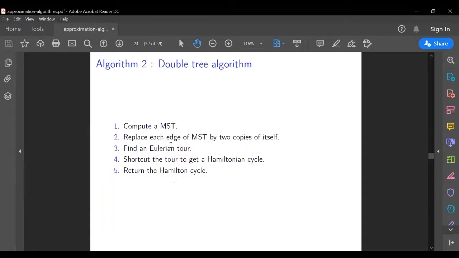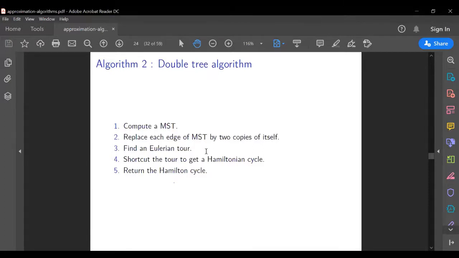Then replace each edge of the MST by 2 copies of itself. So you will find a minimal cost spanning tree, and in that you will add one more edge to each, because of going in and coming back. Then find an Eulerian tour. What is an Eulerian tour? An Eulerian tour is nothing but traveling through each and every edge in the graph. You have to come back to the same place.